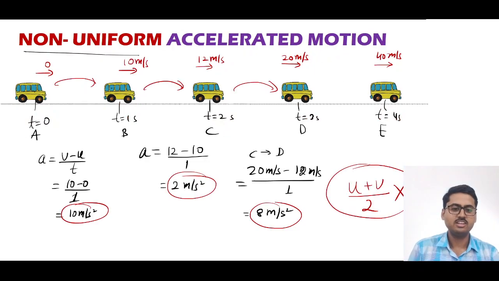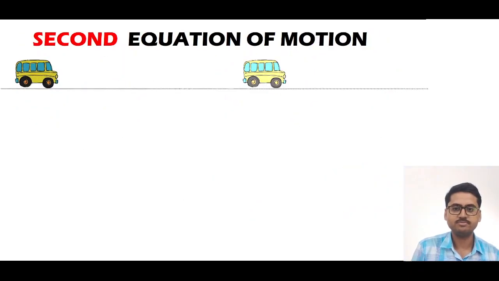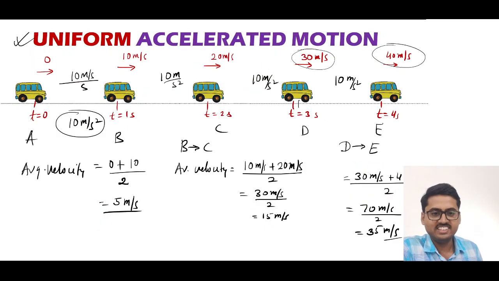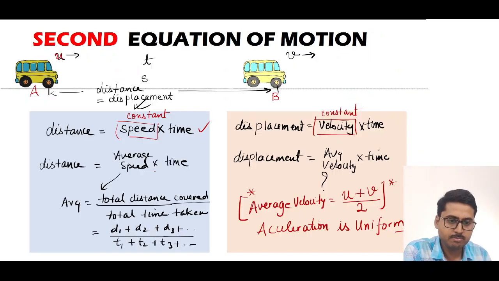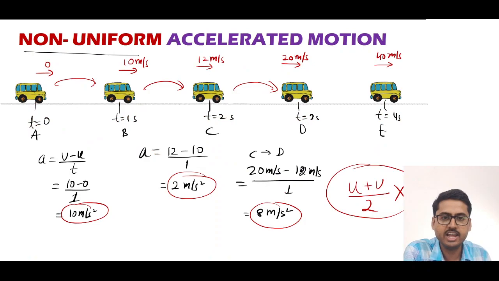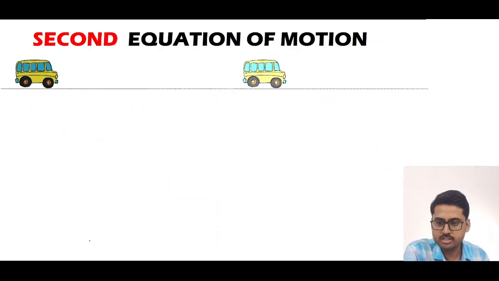Okay, now let us see how we can derive. If you remember, displacement is average velocity into time. This is the mother equation. From here we can derive both the second and third equation. So let us write over here.